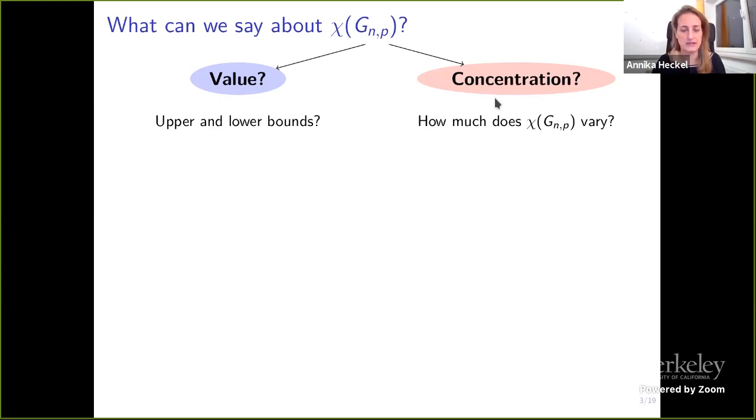The other main direction of research is, well, how much does the chromatic number vary? What can we say about the variance? Or what's the length of the shortest interval that contains the chromatic number, again with probability tending to 1? And as you might imagine from the theme of this workshop, this is the direction I'm going to focus on in this talk. But let me briefly say a few things about the value of the chromatic number.